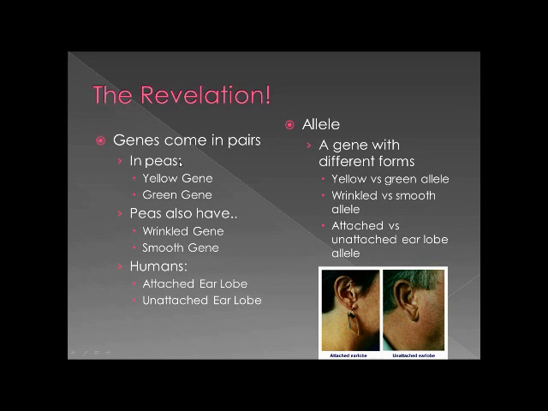Now, he called these pairs. So when genes come in pairs, he came up with a key term for that. The key term was called an allele. It basically says that when a gene comes in different forms, you have a yellow versus a green allele, a wrinkled versus smooth allele, an attached versus unattached allele. So when you see the word allele, all they're saying is that it's one type of possible gene you can have. You can either have a yellow allele or a green allele, a wrinkled allele or a smooth allele. That's basically how the system works.